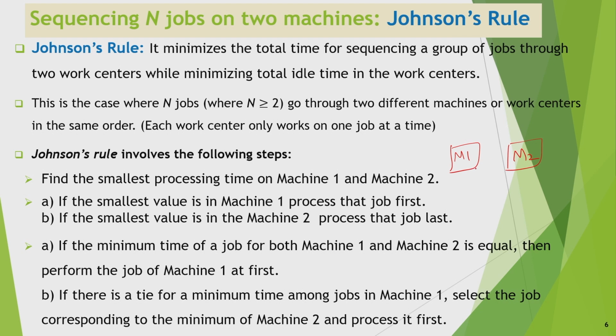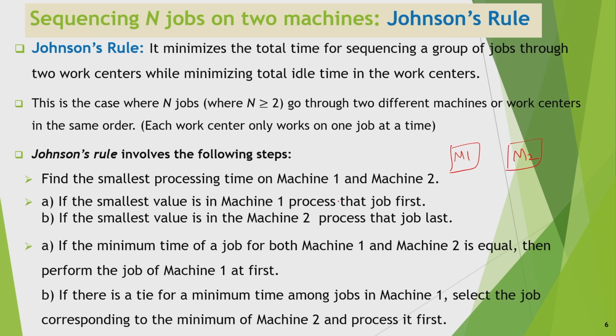So Johnson said that it minimizes the total time for sequencing a group of jobs through 2 work centers while minimizing total idle time in the work centers. This is the case where n jobs, that is n greater than 2, go through different machines or work centers in the same order. Each work center only works on one job at a time. So Johnson gave the rule.